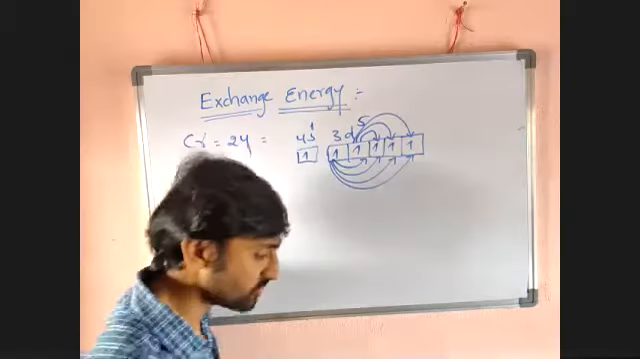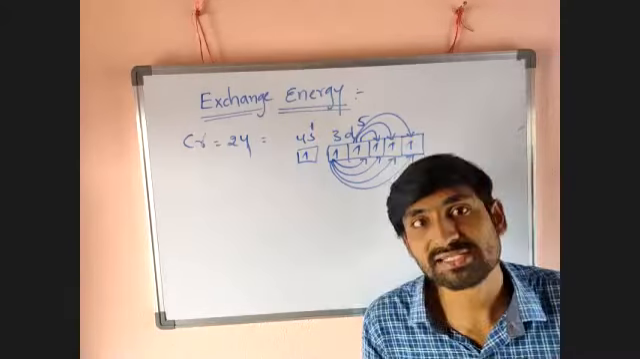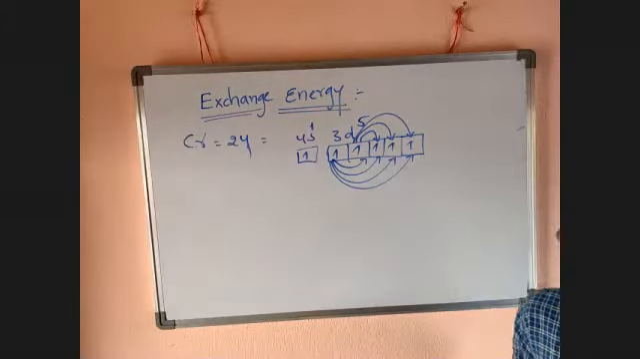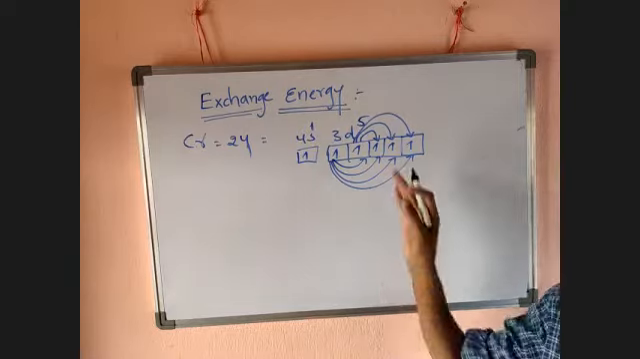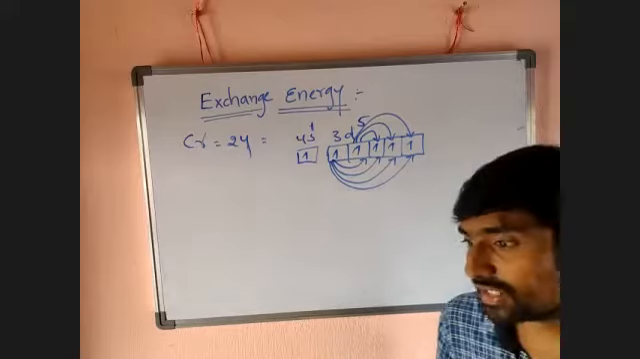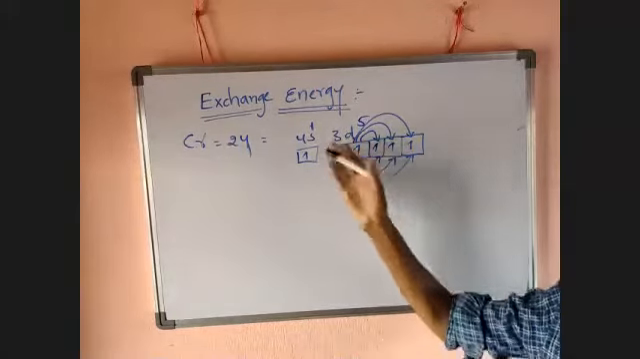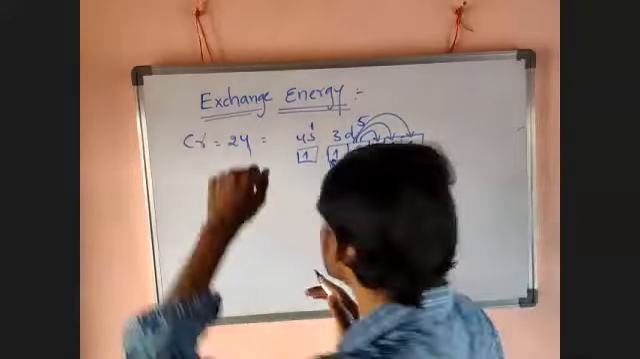During the exchange, the atom loses its energy. That's why, after losing energy, the atom becomes more stable. That's why chromium prefers 4s1 3d5, not 4s2 3d4.